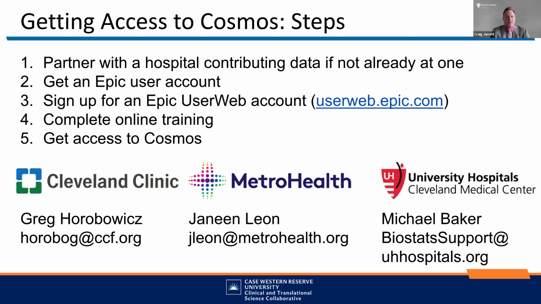So to get access, there are 5 steps that you have to take. Most people, or at least some people, can probably skip the first 2. So if you're at an institution that's contributing data to Cosmos, you're all set with step 1. You can skip step 1. If you're not at an institution contributing data to Cosmos, you should partner with a clinician at one of those institutions to vet your idea as well as help you connect with the people at those institutions to get access.